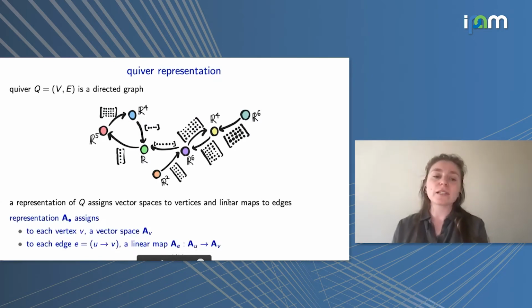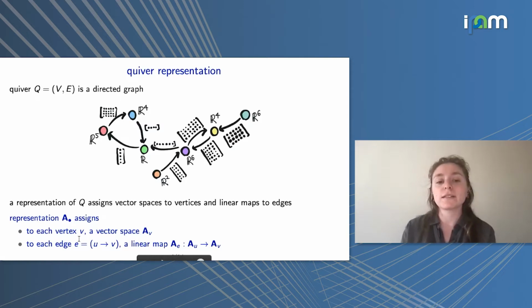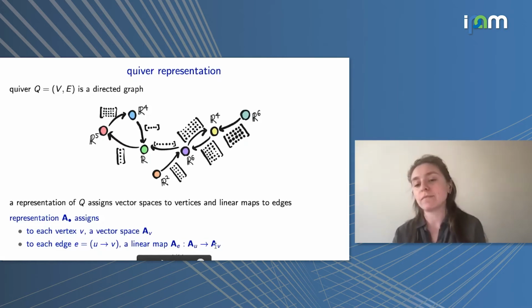And to set up the notation more specifically, we can call the representation A, and it assigns to each vertex V a vector space, which we'll call A_V. And to an edge E that goes from node U to node V, it assigns a linear map, which I'll call A_E, which goes from A_U, the vector space at U, to A_V.